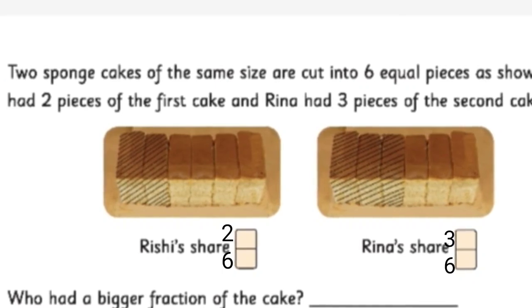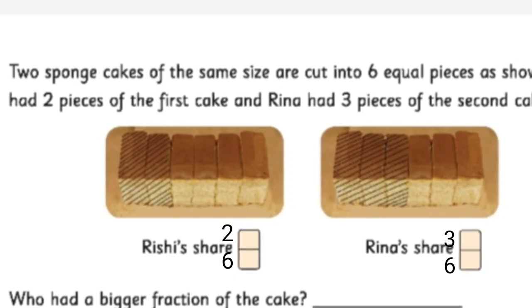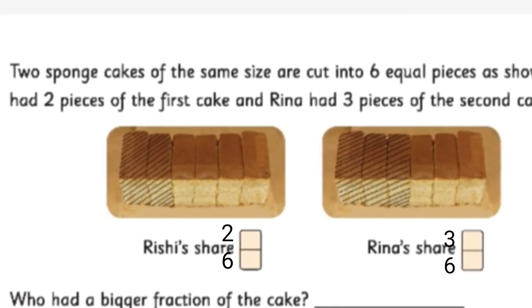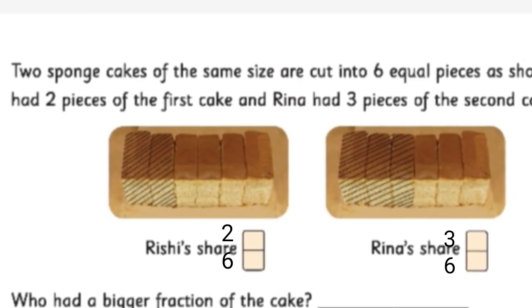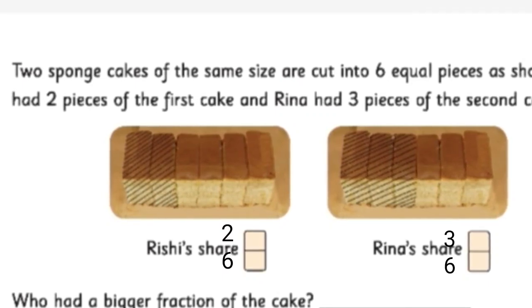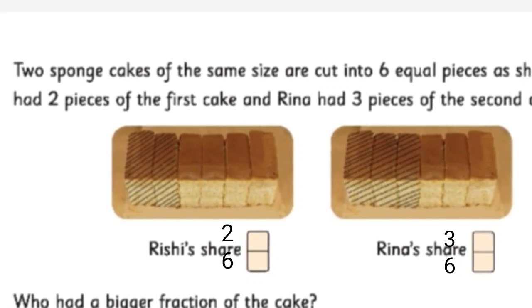We can clearly see that Reena had more cake. That is 3 by 6 pieces she has eaten. So the fraction of cake that Reena had is more than the fraction of cake that Rishi had. Clear? So, Reena had a bigger fraction of the cake.